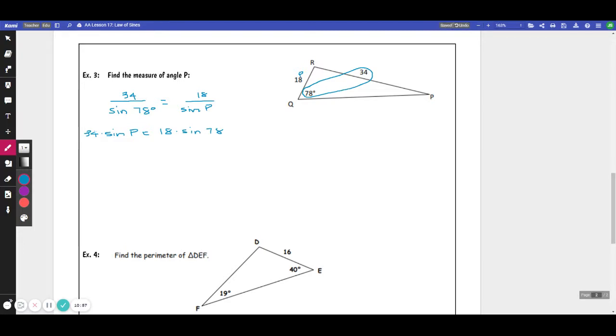We're solving for p, so I want to get rid of the 34 first. So I'm going to divide by 34 on both sides. So I get sine of p equals that big fraction. You can put this in your calculator and get a decimal now. Just don't round it to like the nearest tenth. Otherwise, you're going to get a little bit off. So you want to leave it all the decimal places.